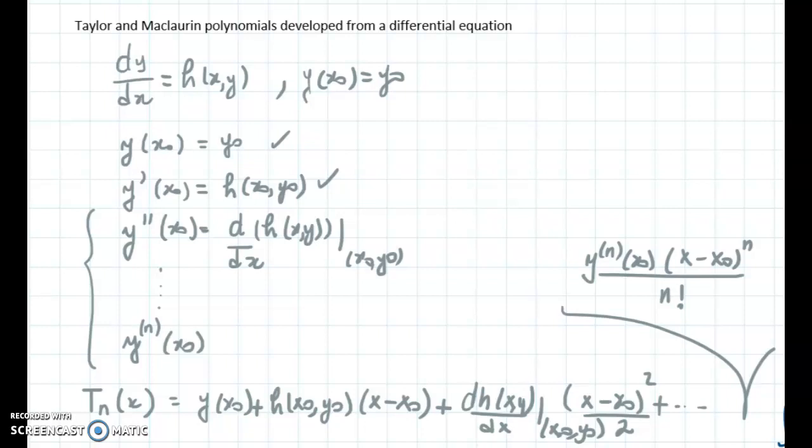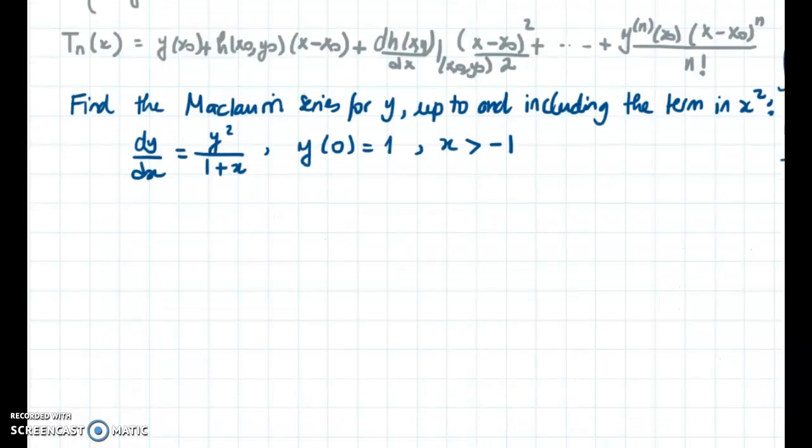So let's do that. We want to find the Maclaurin series for y up to and including the term in x squared, and the differential equation that defines y is dy dx has to be the same as y squared divided by 1 plus x. We have the initial condition that y at 0 is 1, and we are considering values of x greater than -1. So we are not trying to solve this differential equation, we are just trying to find what the derivatives are, so we can put together the Maclaurin series.